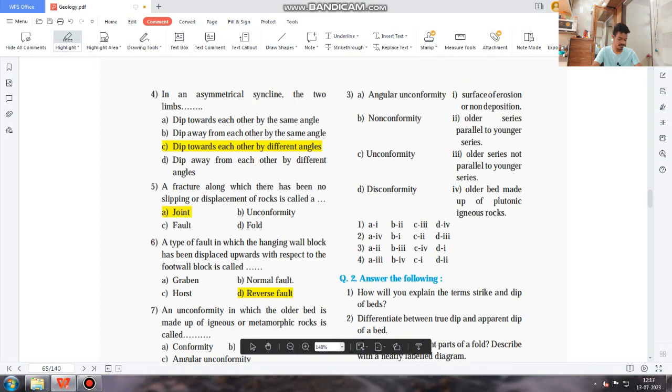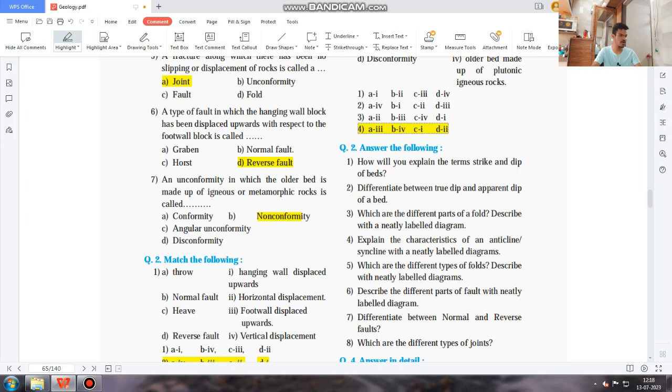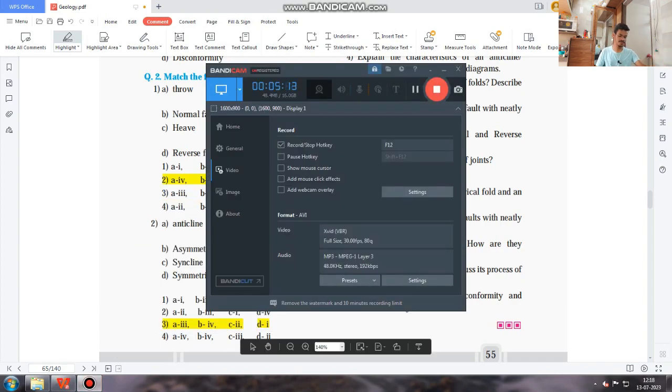Next, the second correct answer should be 3, all about folds. And the third correct answer should be all about unconformities. You can read the description, you will come to know on your own. Nothing much. You can read this off, as I have underlined everything. Everything is in the textbook itself. Okay, so that's it for this chapter. Let's move on to the next chapter.